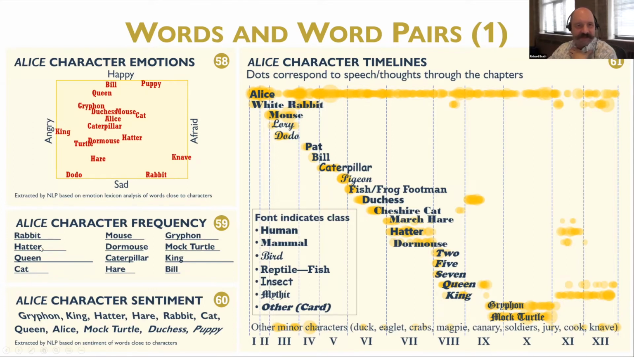We can look at things like character frequency and sentiment. So here we have the puppy as the happiest character and the griffin as the saddest character, and where they occur in the story.